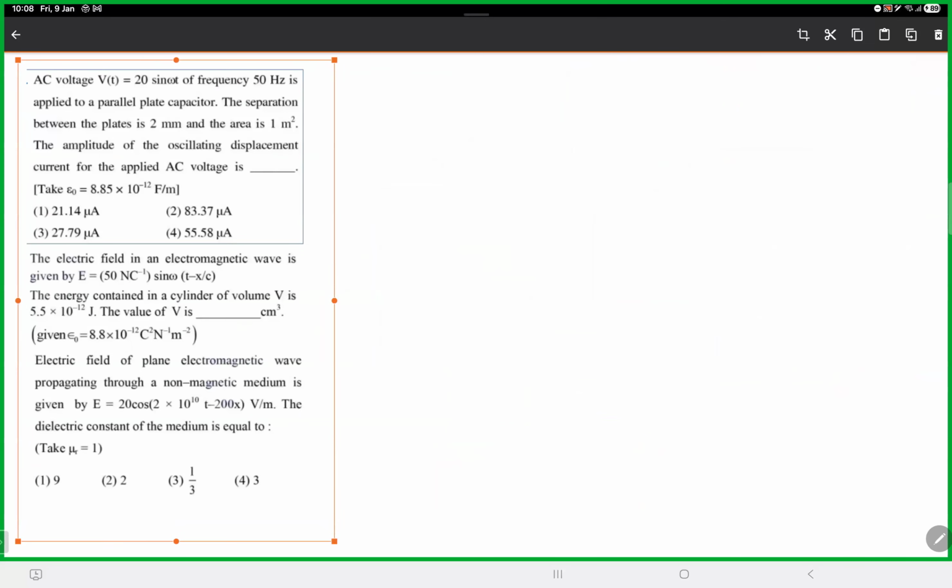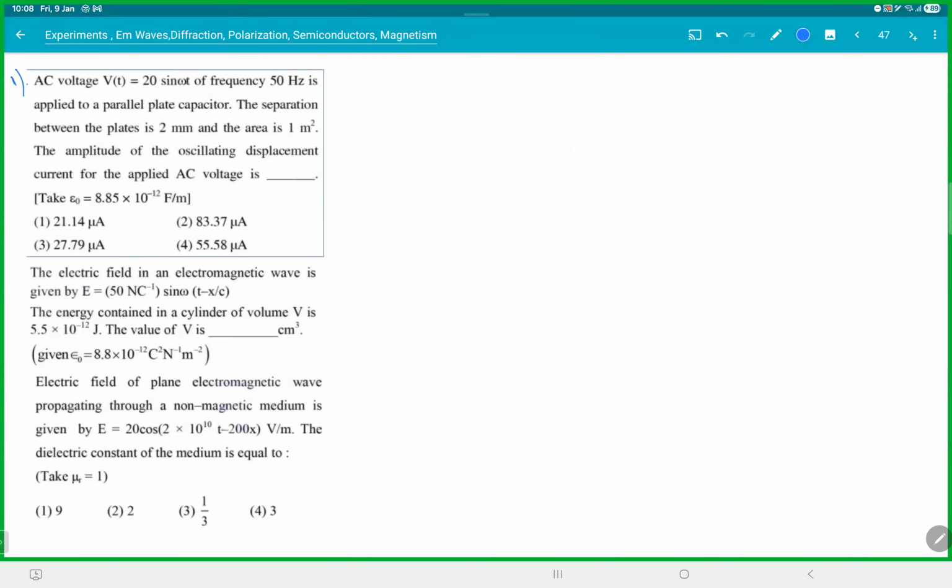Get them, these are repetitive only again. 3 questions are there: displacement current, energy content in the field, dielectric constant of the medium.